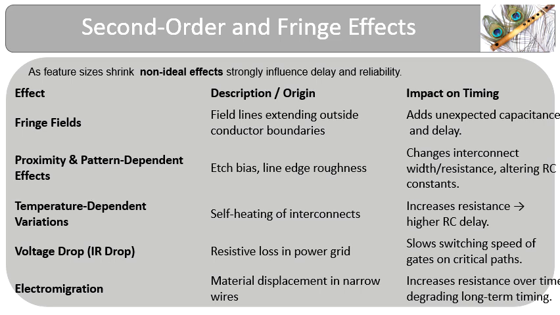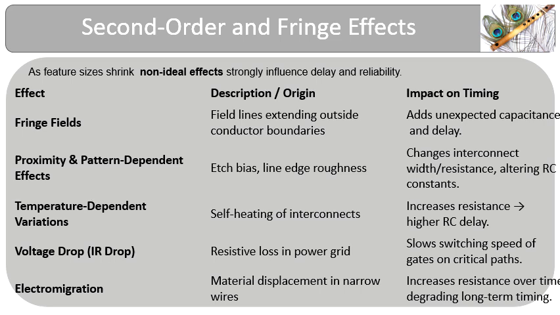Fringe fields, occurring due to electric field lines extended beyond the conductor edges, create stray capacitance and cause parasitic capacitive loading and signal delay. During fabrication, the proximity and pattern-dependent effects stem from edge bias and line edge roughness, which alter the wire geometry and impact resistance and RC delay.